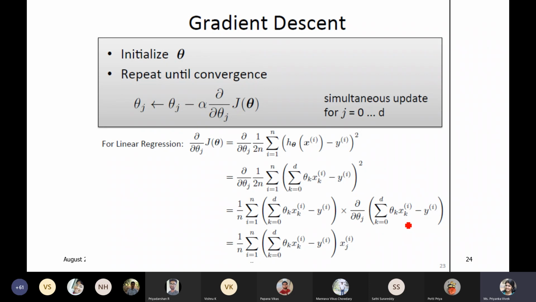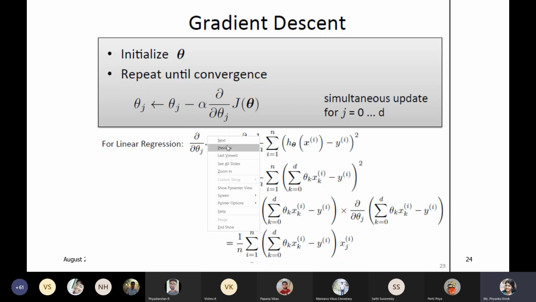Now we have the first term. If you expand it, you can see that it is theta naught plus theta 1 x1 plus theta 2 x2 and so on. When we take the derivative with respect to theta j, only theta j's coefficient, that is xj, would be there. So when you derive this whole term, you get only xj of i. This is our final result.